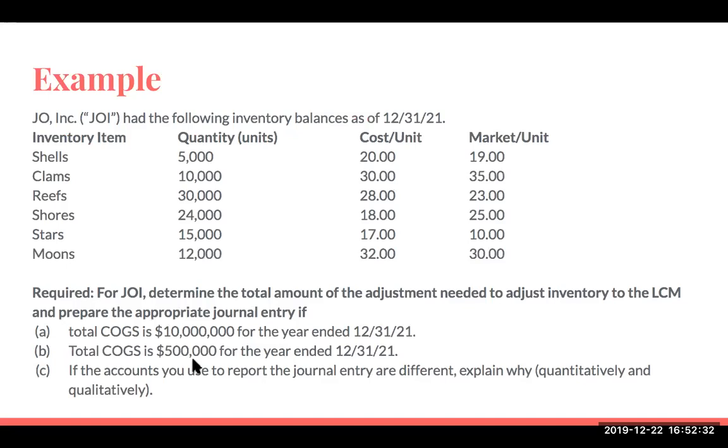Okay, so now we're going to get to our example and we'll work through this. So we've got Joy Inc., or Joy, has the following inventory balances as of December 31st, 2021. Here they've got their inventory item, the quantity, the cost per unit, and then the market rate per unit. For Joy, determine the amount of the adjustment needed to adjust inventory to the lower of cost or market and prepare the appropriate journal entry. So what we're going to do right now is jump over to the Excel sheet so we can take this problem from there. Just give me a moment.